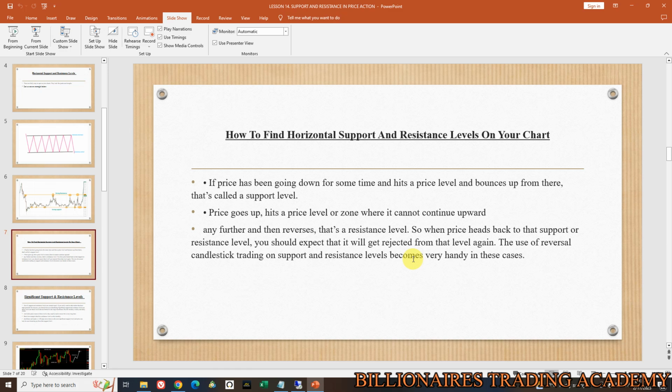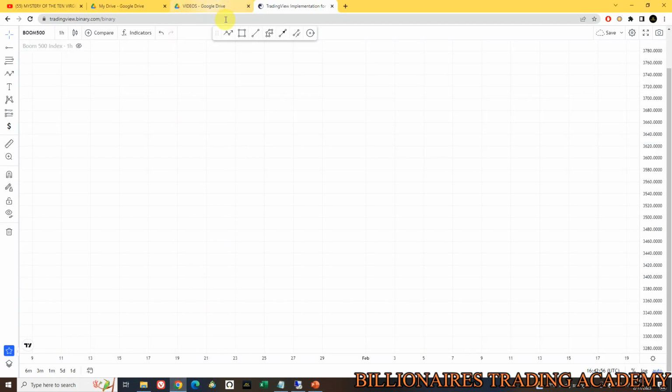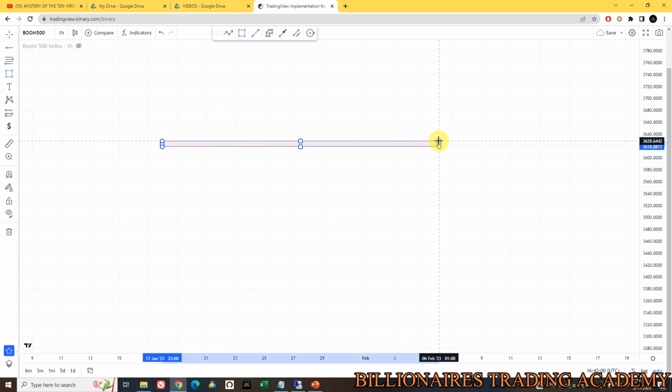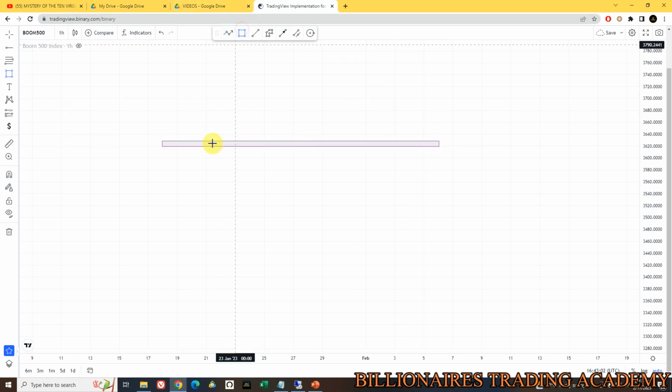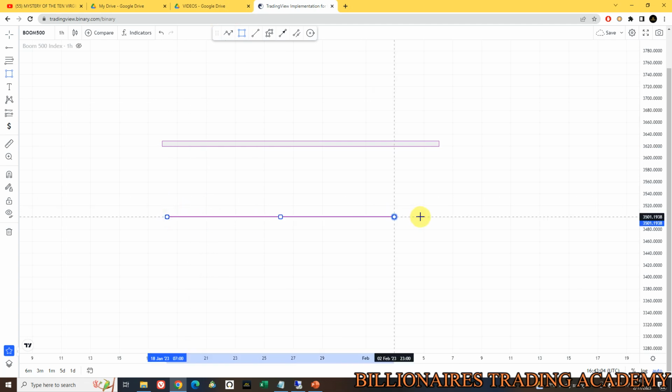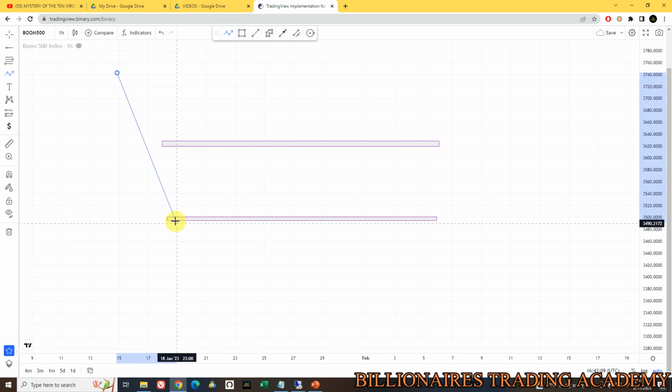So I have just taught you candlesticks, reversal candlesticks, continuation candlesticks. So this is now how you use these candlesticks together with support and resistance. So let's say we have this point as our resistance and then this point as our support. Now, how do we use support and resistance together with candlesticks?